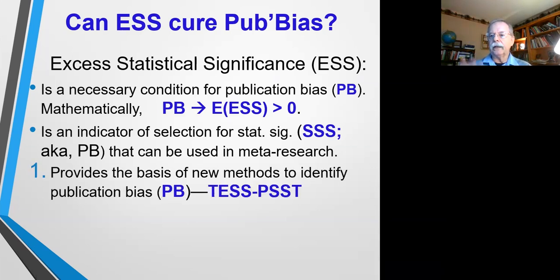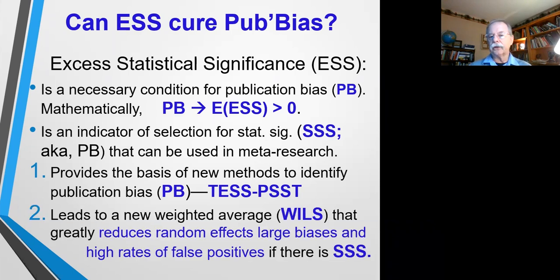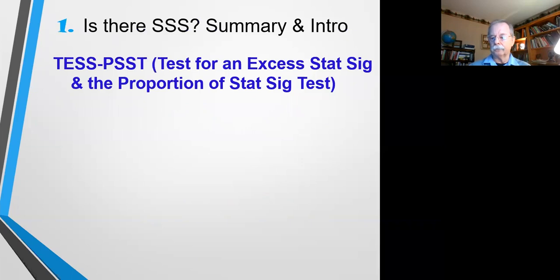There's basically two main themes to today's talk. One is how excess statistical significance provides these new tests for publication bias. And the other strand is about this new weighted average, which I call WILS, that greatly reduces random effects' large biases and rates of false positives when there is a selection for statistical significance.